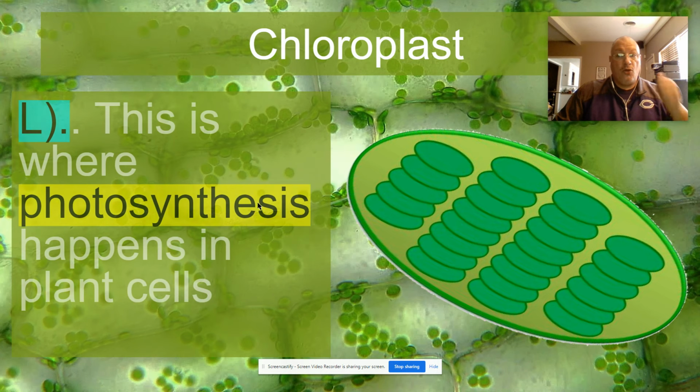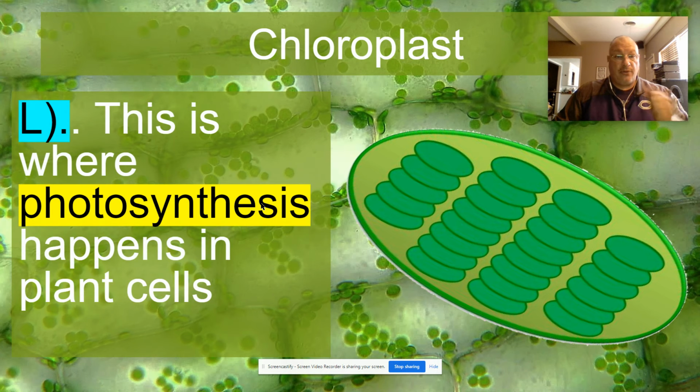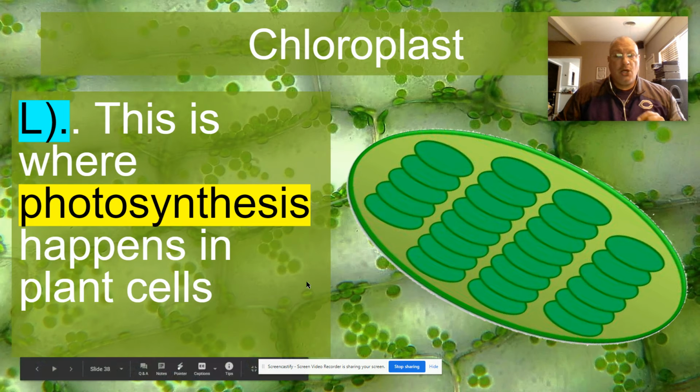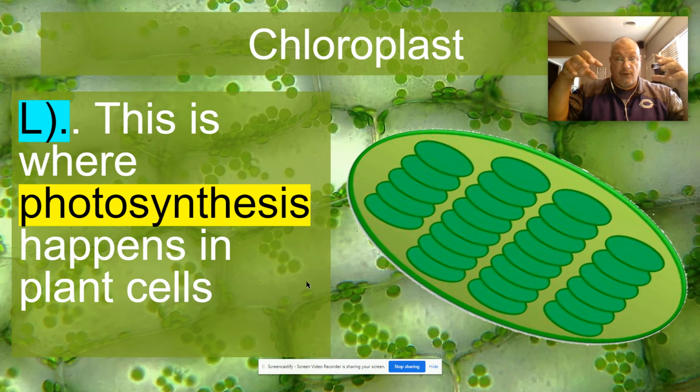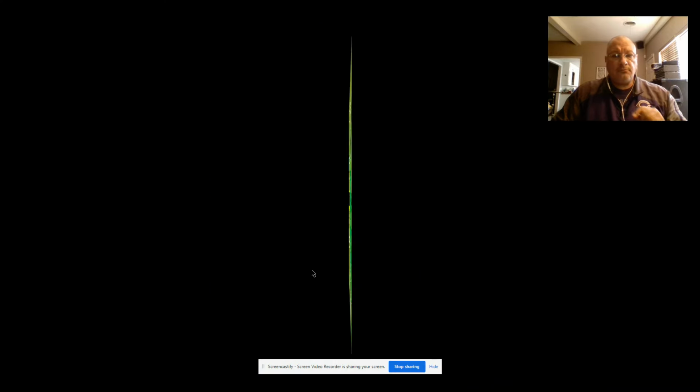Okay, and then the most important organelle on planet Earth. So the chloroplast, this is where photosynthesis happens in plant cells. So this is where in the plant, the sunlight hits it and it converts radiant energy from the sun into chemical energy called glucose and fuels our entire food chain.